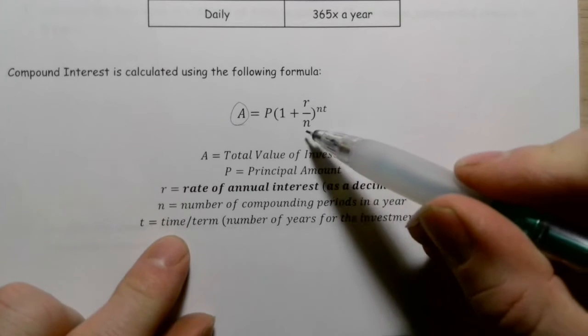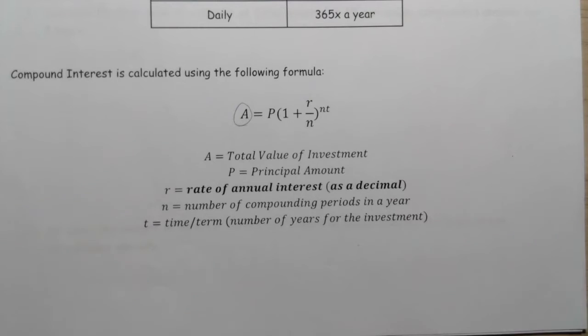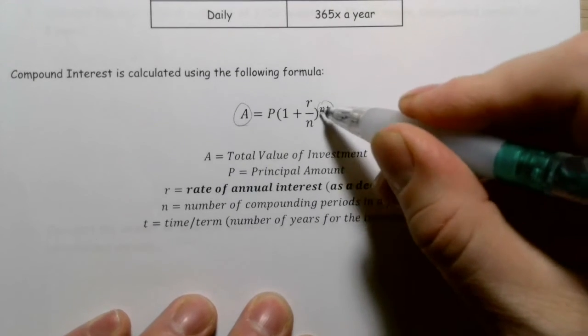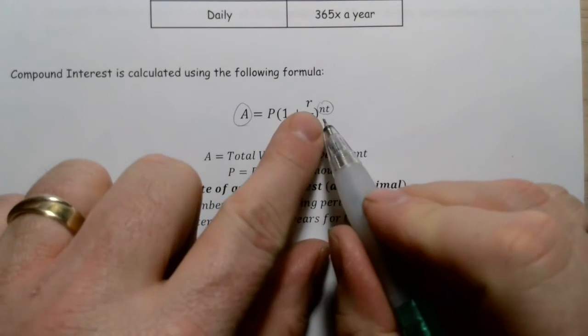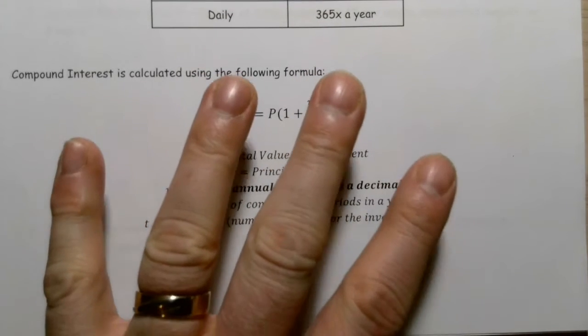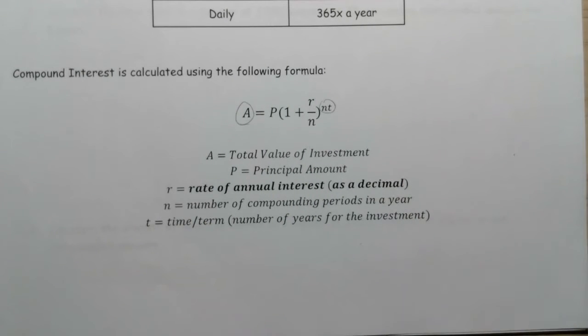So again, n is the number of times it's being compounded per year, and then t would be the number of years of the investment. So what you're seeing up here in the exponent, n times t, is the number of times that you compound that interest over the term of the investment. So if, for example, you're going to put it in there for 5 years, and it's going to be compounded quarterly, well, that means it's compounded 4 times a year for 5 years. That exponent that you're going to use there is going to be 20.